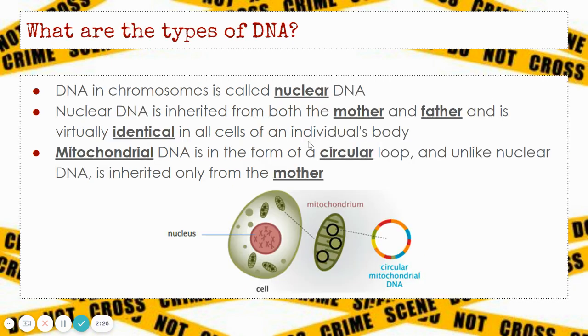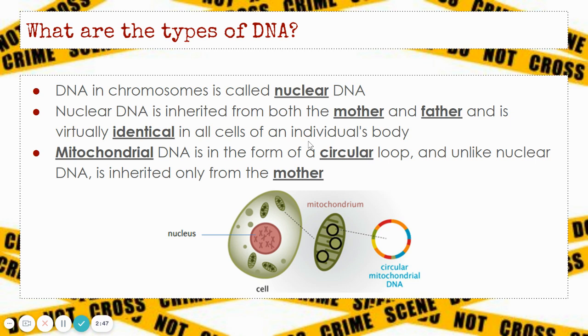There are two main types of DNA. DNA that's found in chromosomes is called nuclear DNA. Nuclear DNA is inherited from both the mother and the father and is virtually identical in all cells of an individual's body. So your DNA is a combination of your mother's and your father's. Pretty much all of your cells have the exact same version of that DNA.